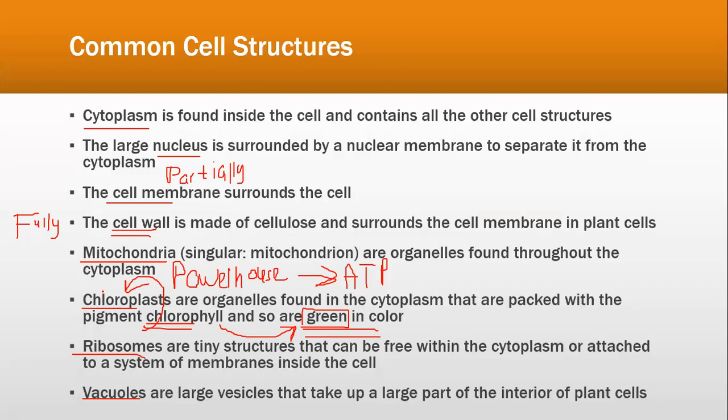Vacuoles. Vacuoles are also one of the common cell structures found in both plants and animal cells and all major types of the cell, whether it's any organism from any kingdom. Now, vacuoles are large vesicles that take up a large part of the interior of plant cells. ये क्या करते हैं? They act as a storage organelle also. They contain water, minerals, enzymes, hormones.